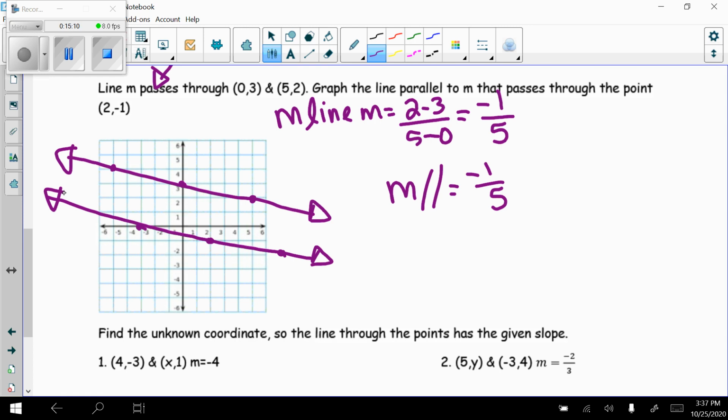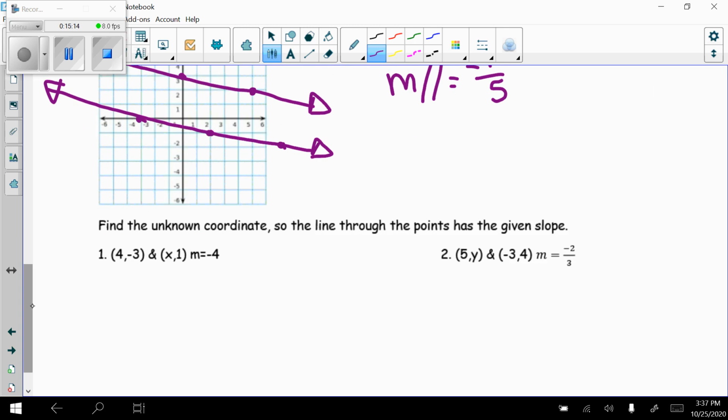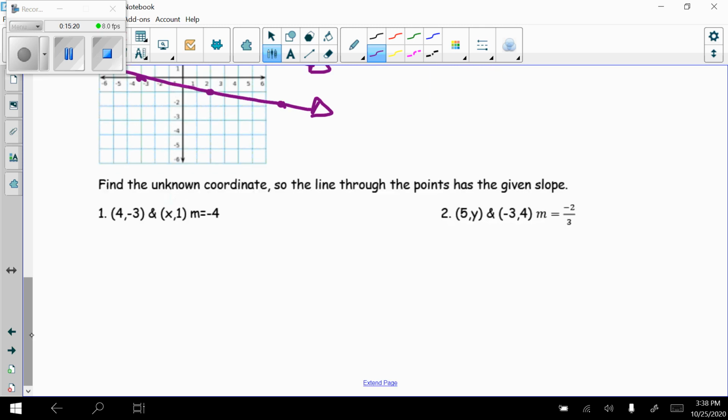All right, let's switch gears now. The next examples ask us to find the unknown coordinate so that the line through the points has the given slope. So they give me 1 point, (4, -3). The next point, they want us to find the x value if the y value is 1, and together these 2 points would have a slope of negative 4.